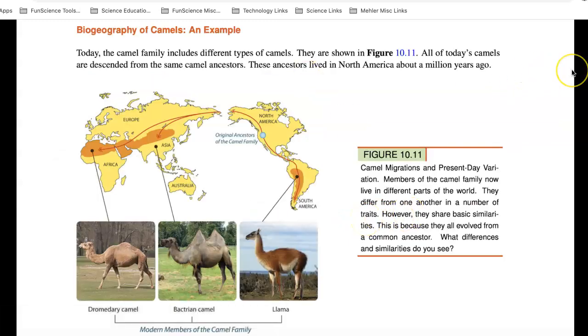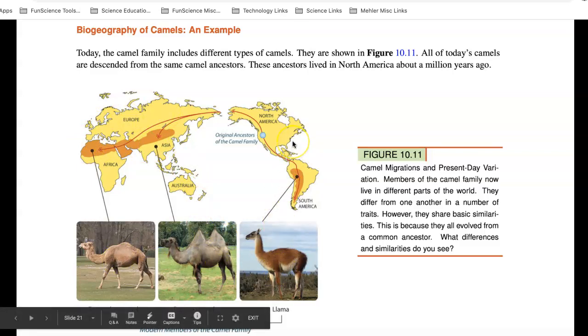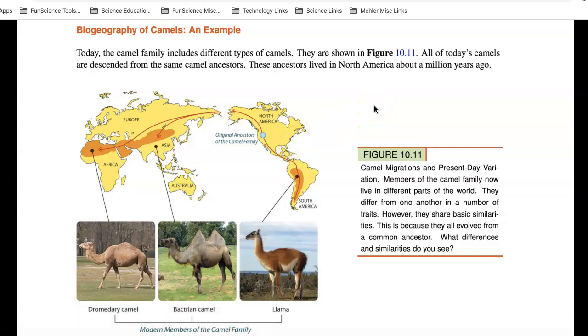Biogeography is another concept that helps support evolution, and today the camel family includes different types of camels. And they're shown in this figure 10.11. All of today's camels are descended from the same camel ancestors. But watch what happened. Now they live in different parts of the world. They started and moved all across the globe. But watch what's happened to their shape as they evolved over time. The geography helped shape these animals.